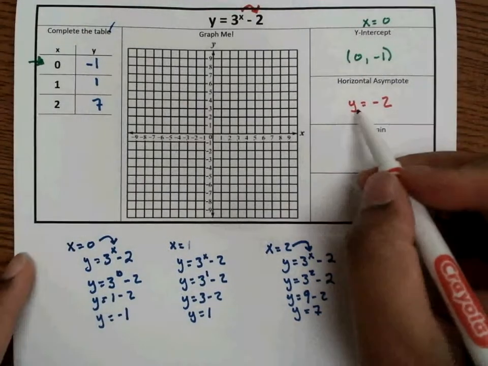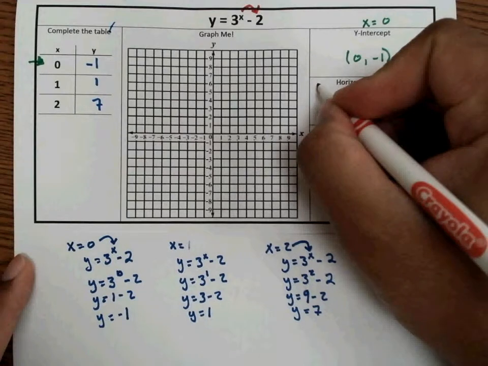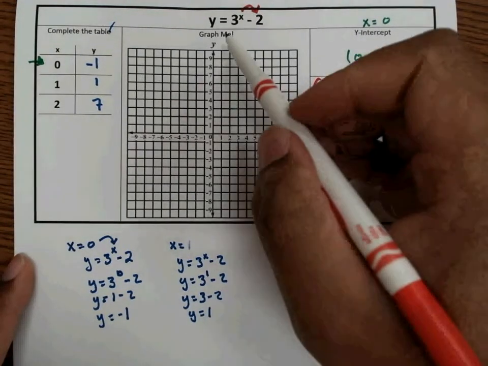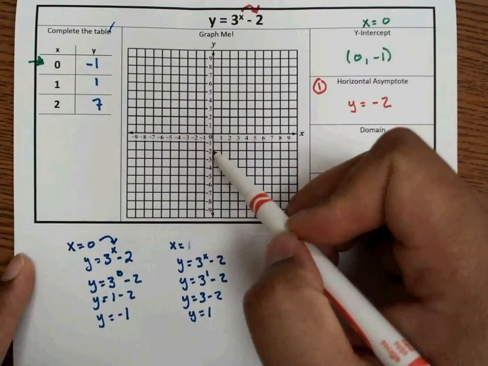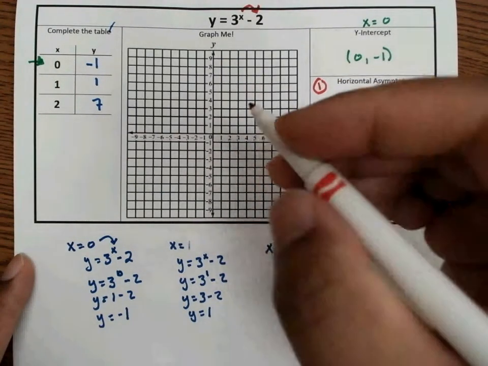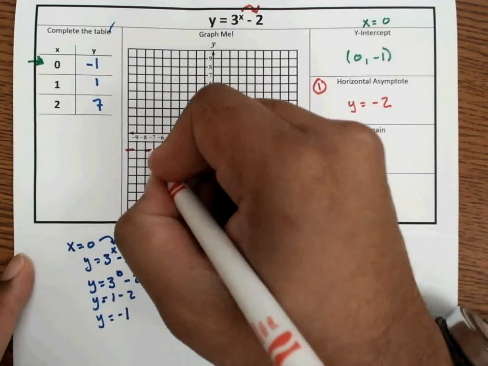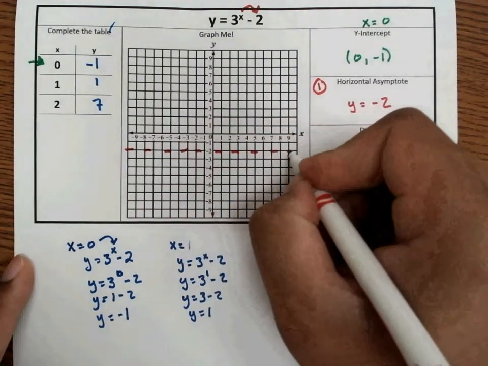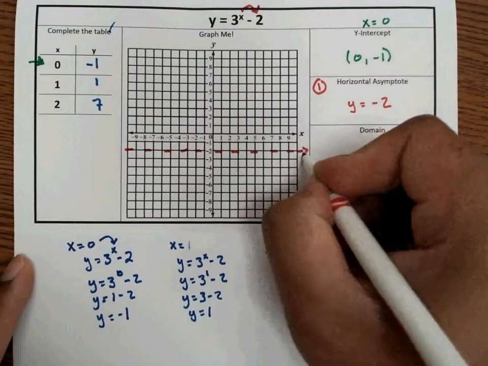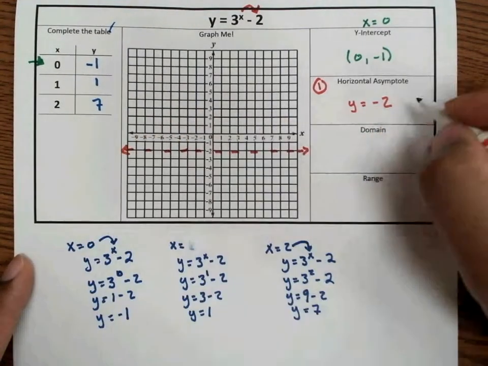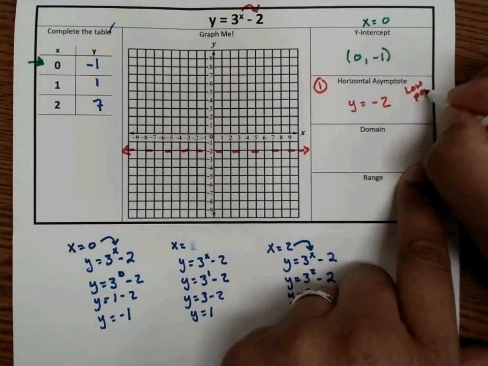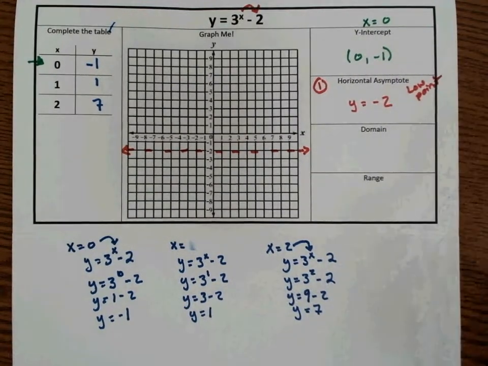So we're going to always graph our horizontal asymptote first. We have y is equal to -2. So there's our y. We go down to -2, and we're going to draw a dotted line where y is -2. So remember, the horizontal asymptote is the low point. So it's the lowest the graph can go. After that, we're just going to plot our points.